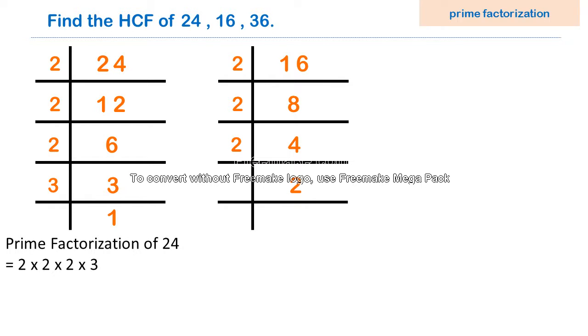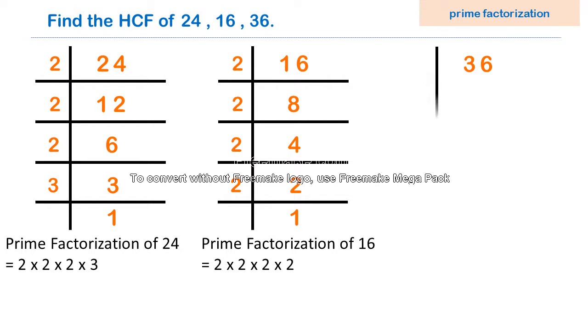We get 2. Again, 2 is an even number, so we divide 2 by the smallest prime number 2. Write 2 to the left of 2 and divide. We get 1. If we get 1, it means we need to stop here. So the prime factorization of 16 is equal to 2 multiplied by 2 multiplied by 2 multiplied by 2.